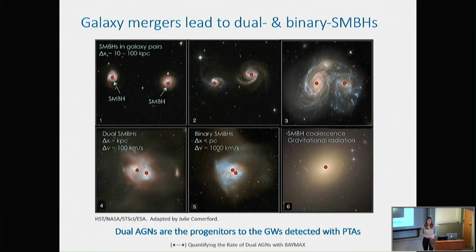Studying dual AGN is important for so many reasons. It gives us insight on supermassive black hole growth and accretion, as well as the host galaxy's growth and accretion, and how those two are possibly tied. As well, dual AGN are the progenitors to the gravitational wave signals that we expect to detect with PTAs in the future, pulsar timing arrays. So we really want to expand the known population of dual AGN, and we also want to start learning more about their preferential environments and characteristics.